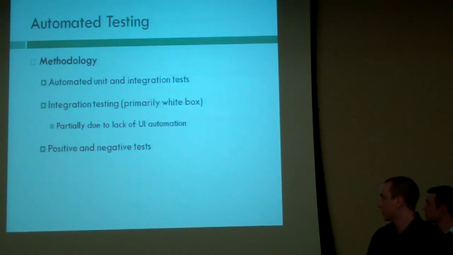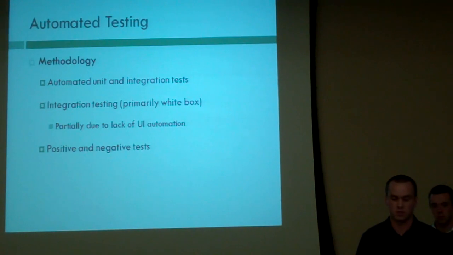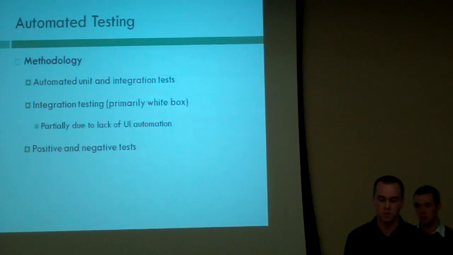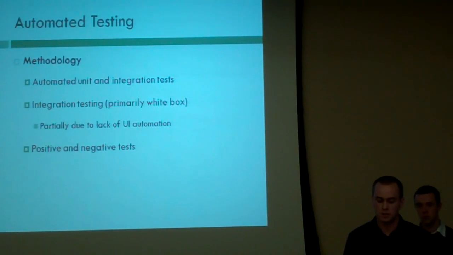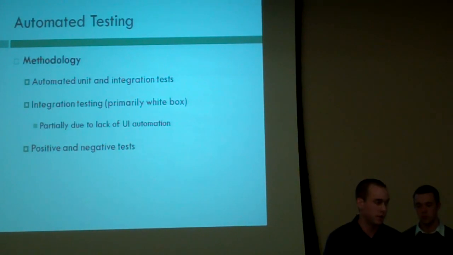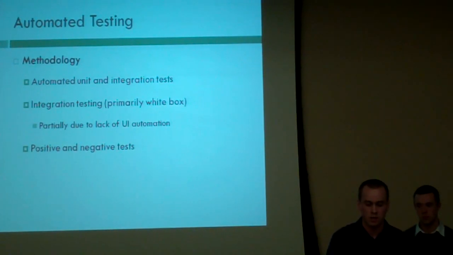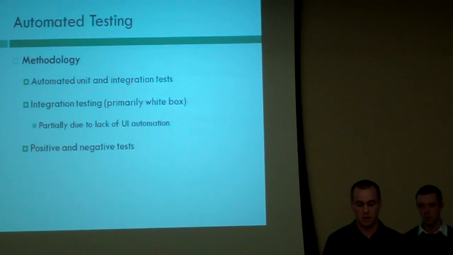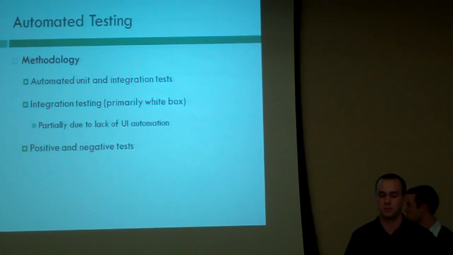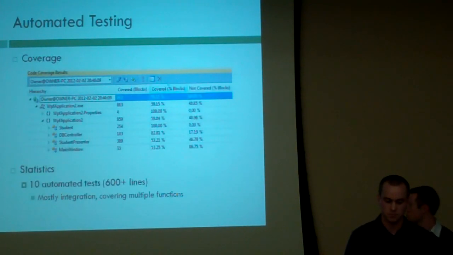So automated unit and integration tests. Our tests are largely integration just because they call a lot of different functions within our program. Primarily white box, although we have done black box testing with the client. Brent will talk about that in a minute. We've also done positive and negative tests, so we're testing automated for the behavior and the requirements that we expect, but we also have tests for like a null student or a student created with all null fields just to make sure it won't crash our UI or things like that.